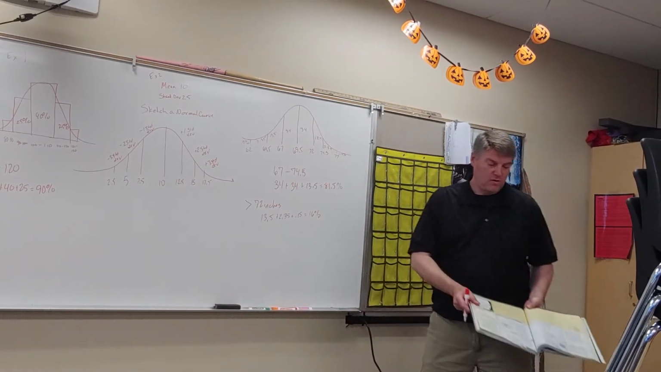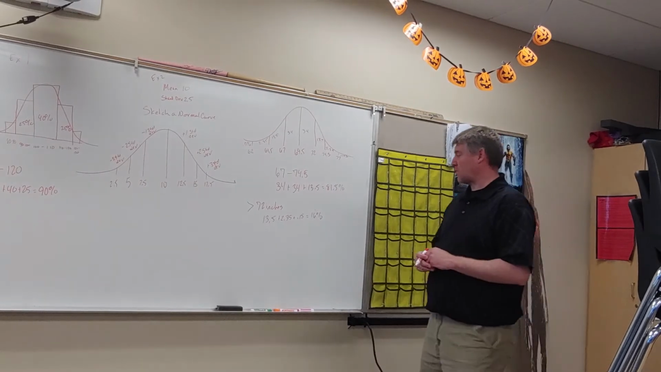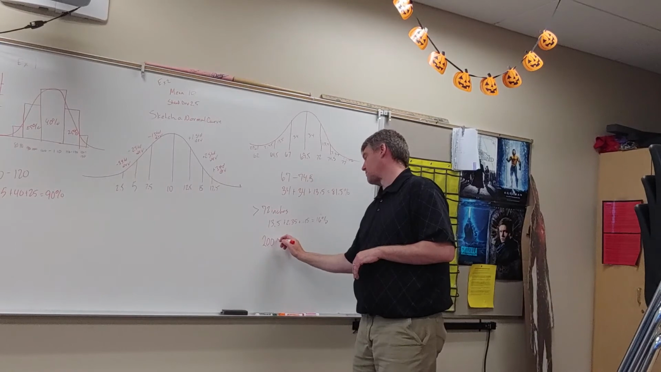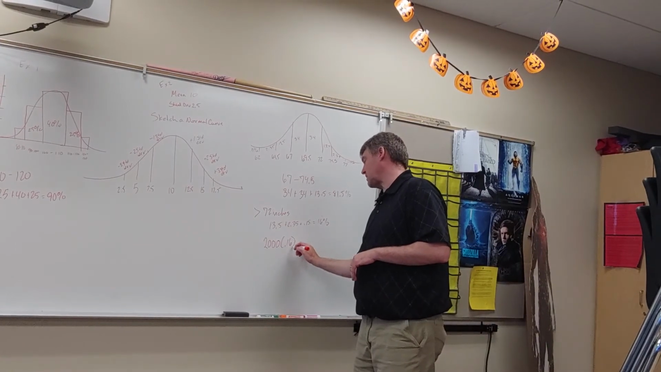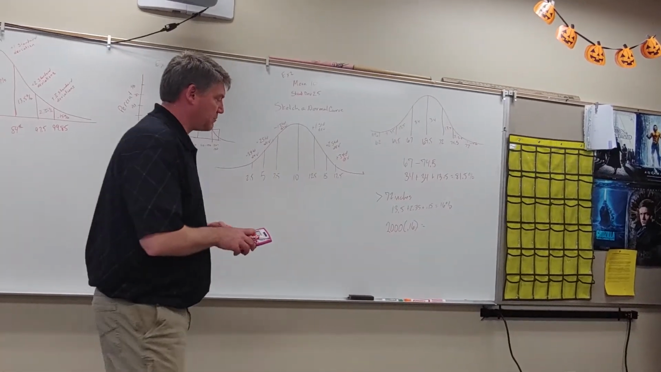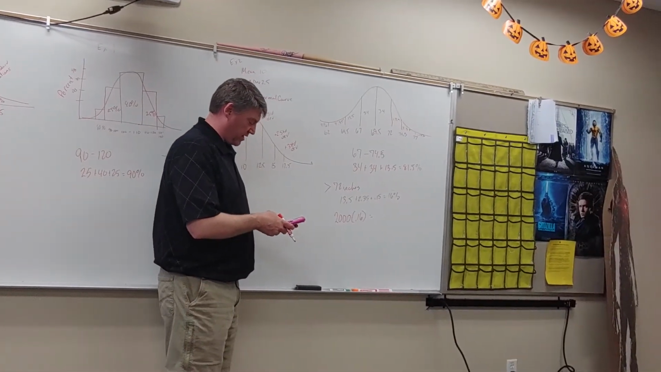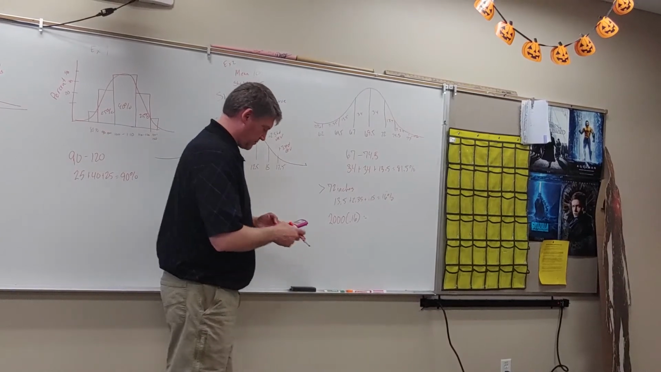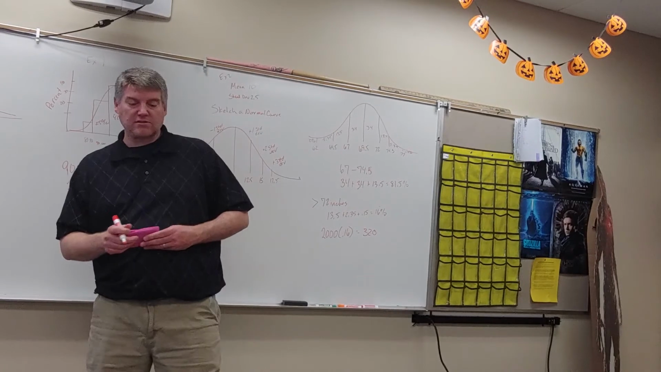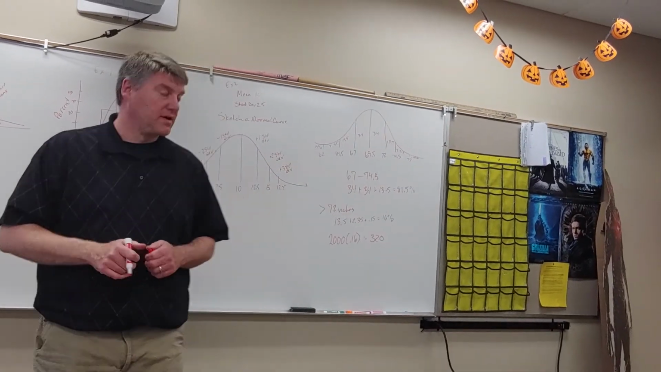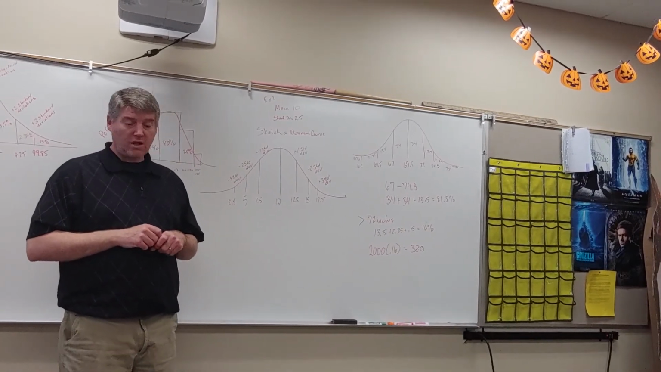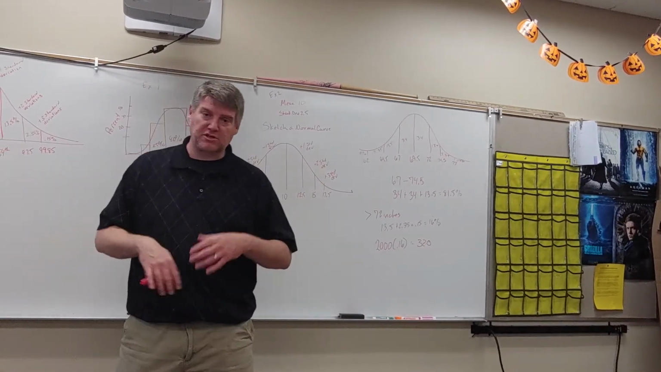If I wanted to know out of 2,000 people how many are going to be above that, I would go 2,000 times 0.16, and I'd be able to find out how many people I would expect out of 2,000 to be above 6 feet. And that's 320. So out of 2,000 people, we would expect 320 of them to be taller than 72 inches. So that's the normal distribution and the normal curve.